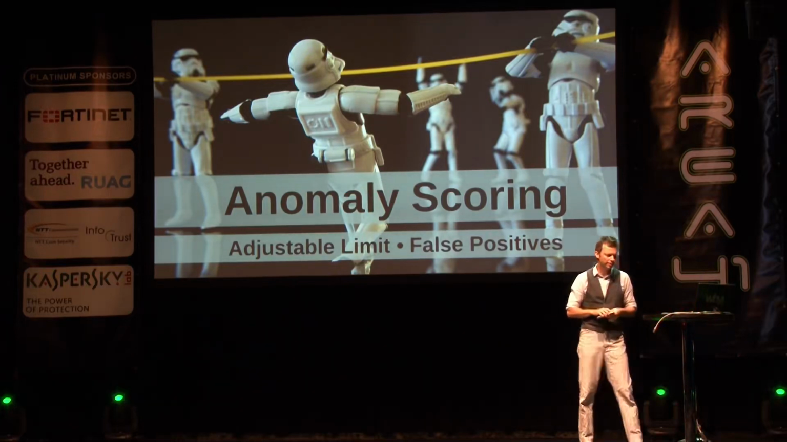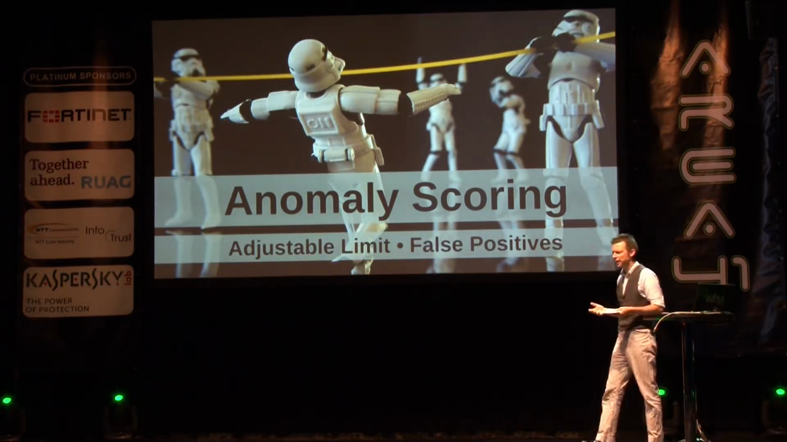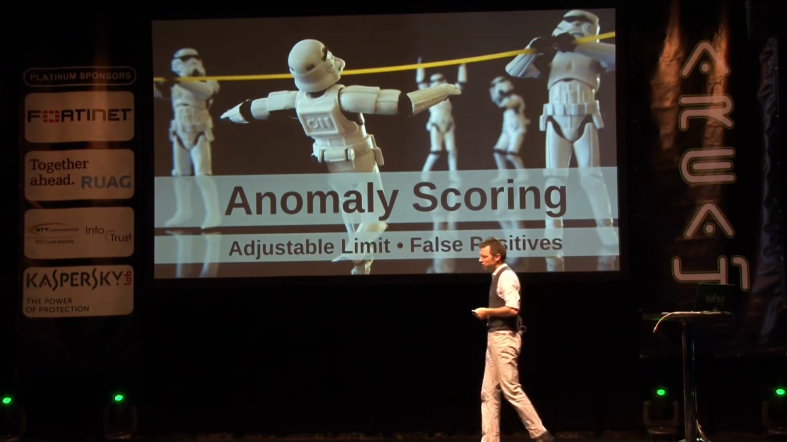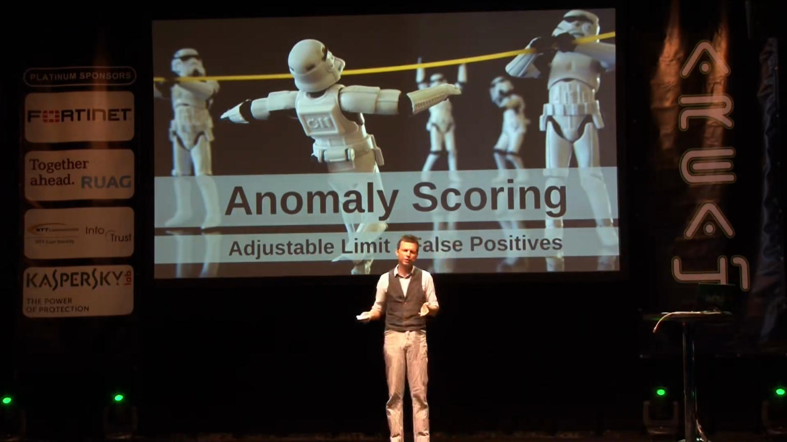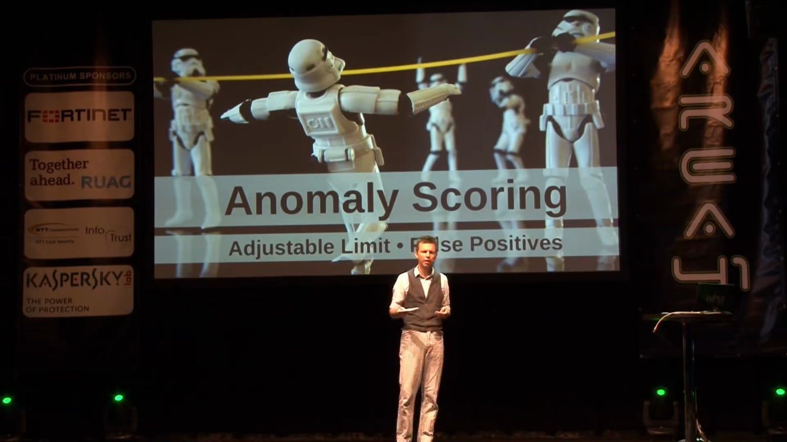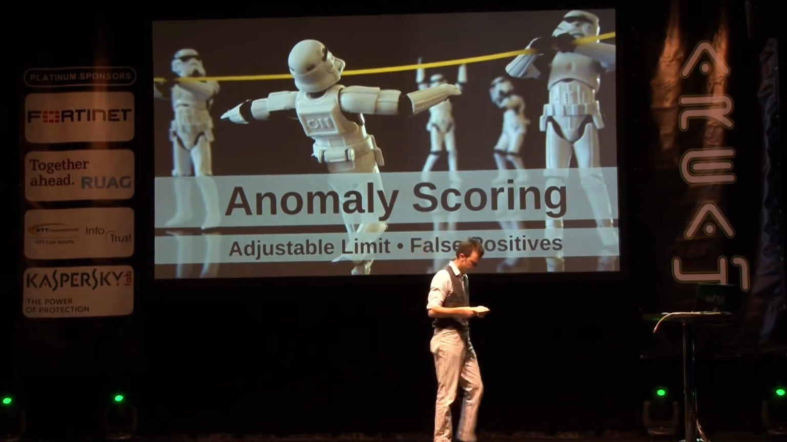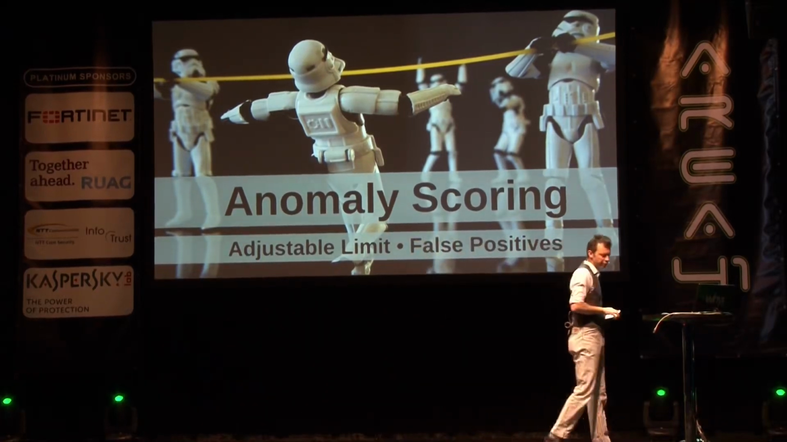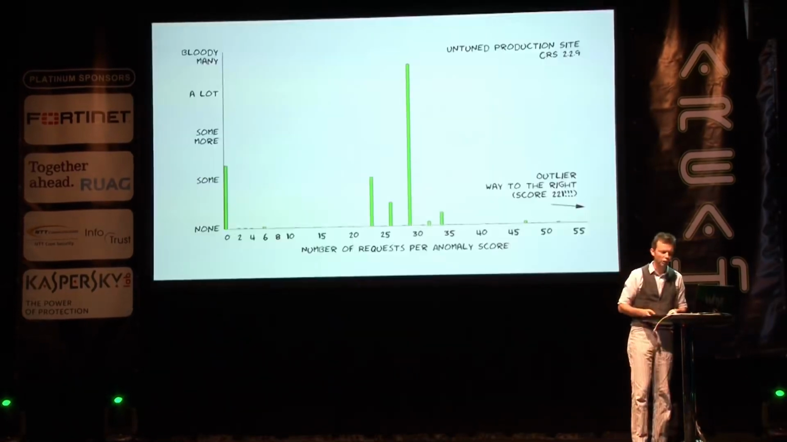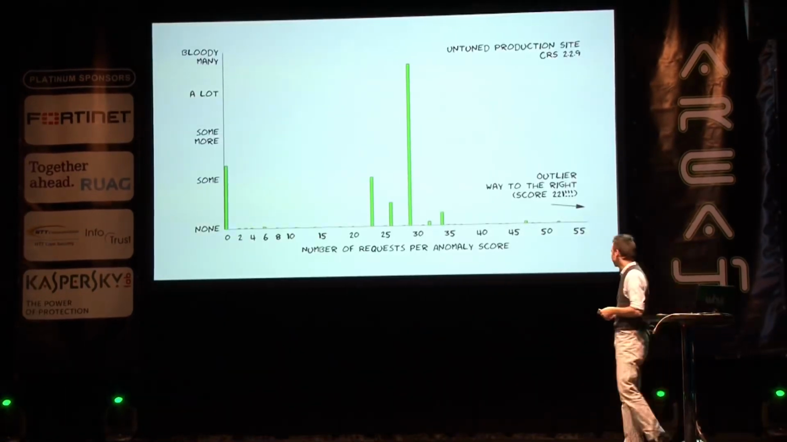So these core rules, they are very generic in nature. And with a generic rule set, of course, you also get a generic number of false positives. How many false positives do you get? You get a lot. You get that many.